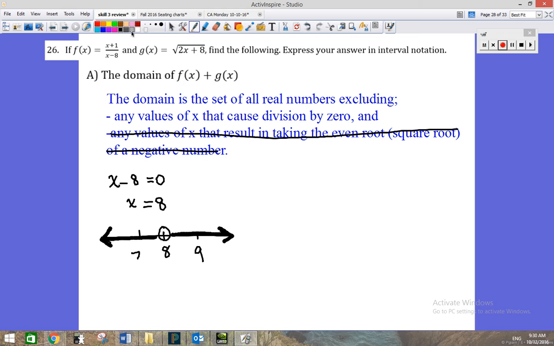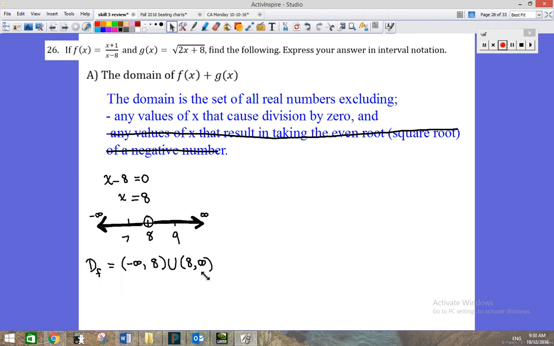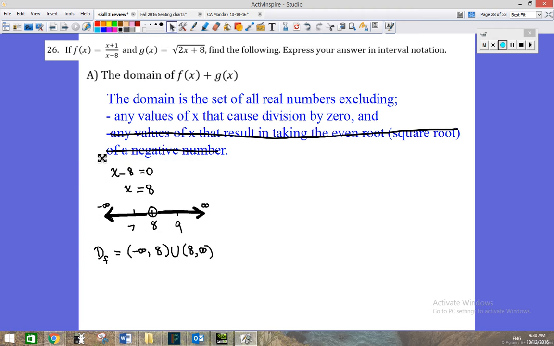So there's a picture for my domain of f. And if I were writing that in interval notation, I just use a little subscript to help remind me that this is the domain for f. And it would be from negative infinity to 8. I have a break in the graph, so I need a union, and then 8 to infinity. But that's not what they're asking. That's just the domain of f. They want the domain of f plus g. So let's shrink this up and keep this over here.